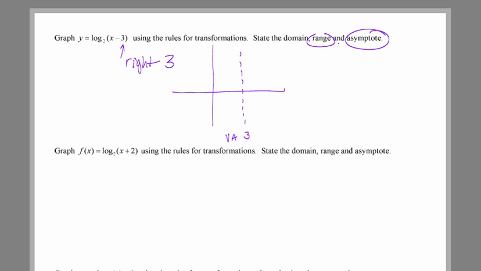What about the range? Don't even stop and think. The range is always all real numbers. The domain is going to use this vertical asymptote, and in this case, the domain, the x values, will be greater than 3. If it had been flipped over to the left side, then it would be the x values less than 3.